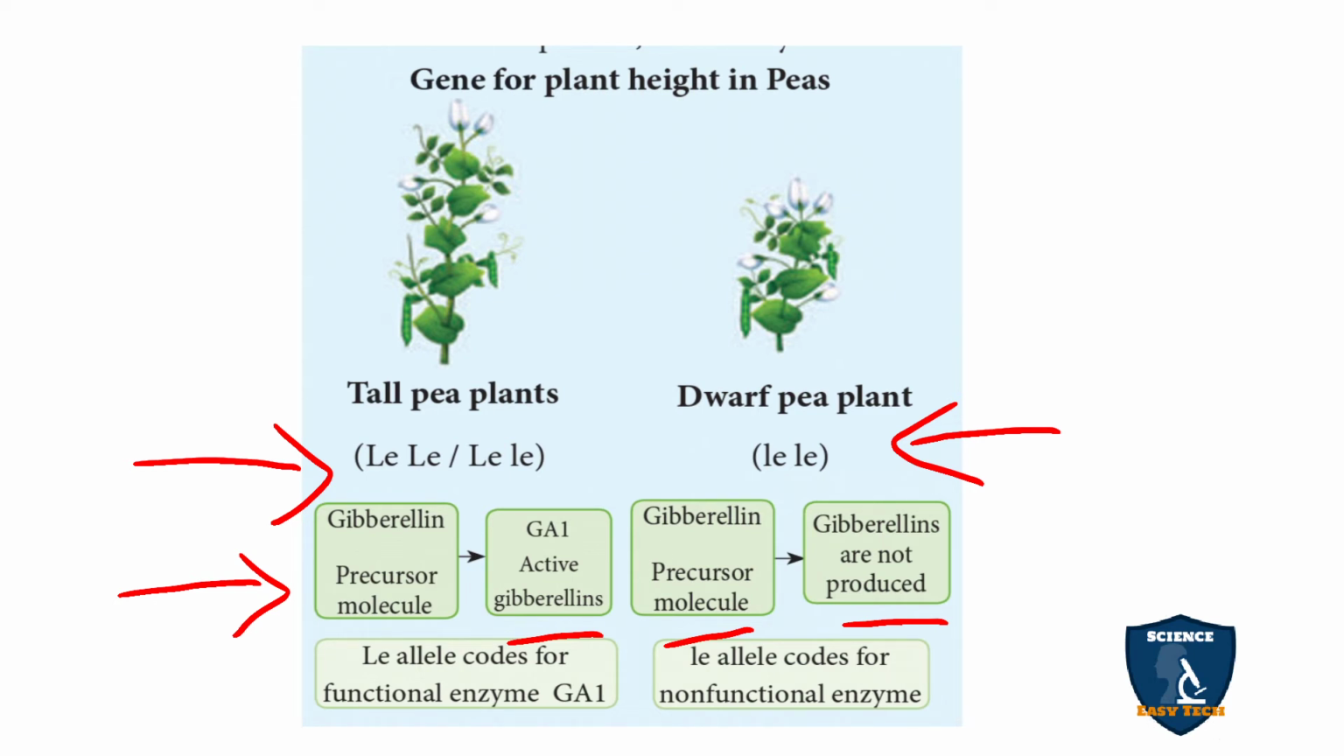So the plant height in the pea plant is governed by these gibberellin-producing genes, capital LE, and the gene that does not produce gibberellin is small le.